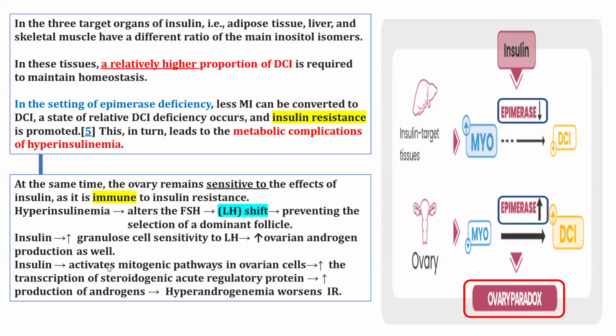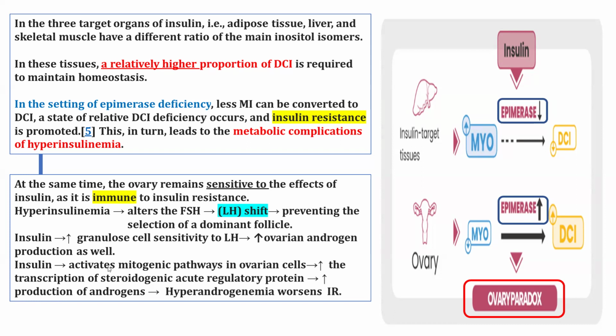By this way, it will lead to increased transcription of steroidogenic acute regulatory proteins, and this will lead to increased androgen production. The end result will be hyperandrogenemia, and this will worsen insulin resistance. And this is called the ovary paradox.